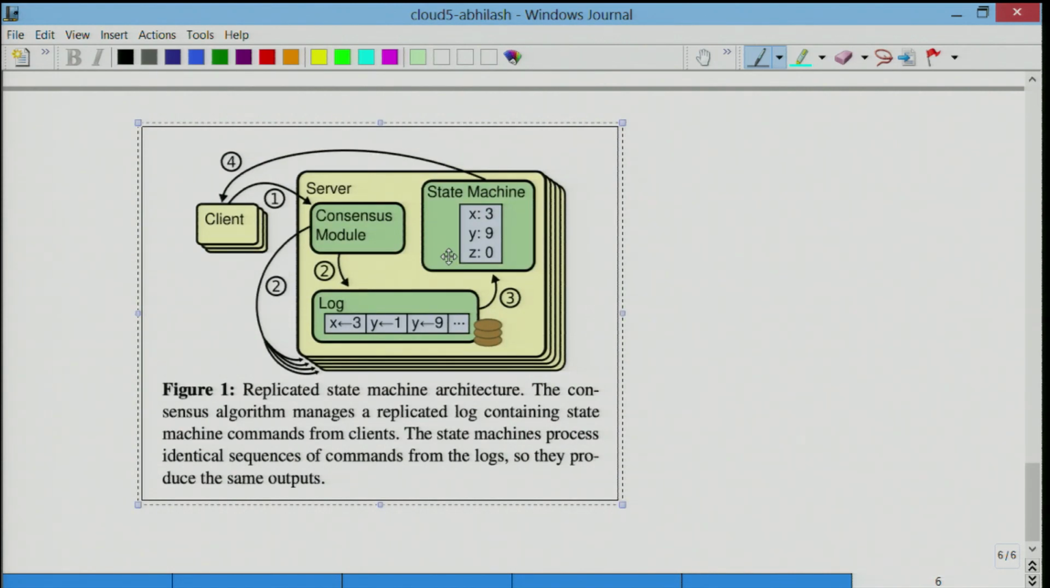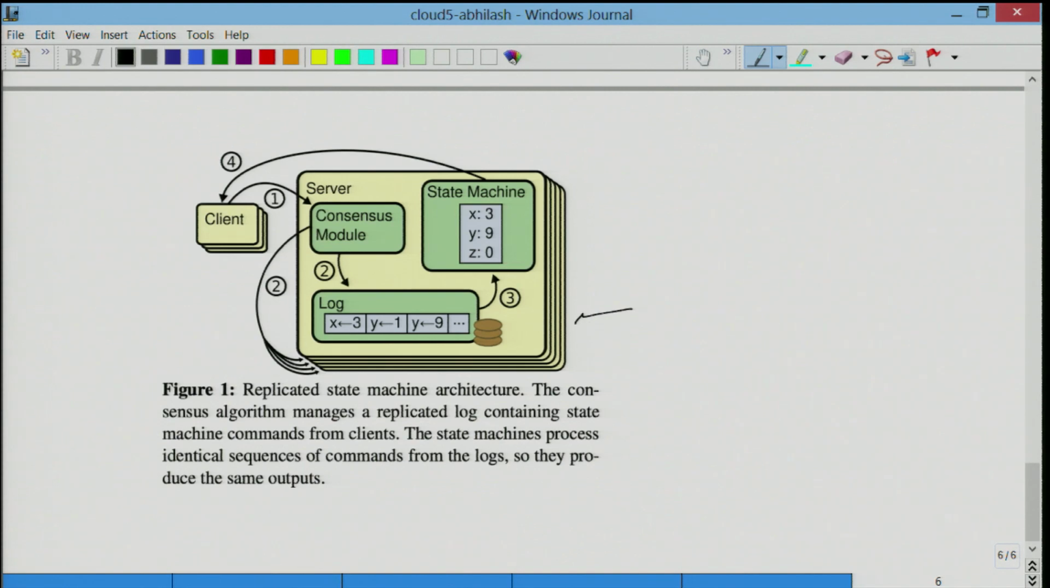So basically we have a bunch of servers and a bunch of clients. Clients are sending requests to the servers, and Raft is this consensus module which is going to replicate this log across servers. Then servers are going to apply this log in order to their local state machine. So they see x equals 3, so they change x to 3. Once y equals 1 is committed, they change y to 1. When y equals 9 is committed, they change y to 9. So this is also called a replicated state machine.